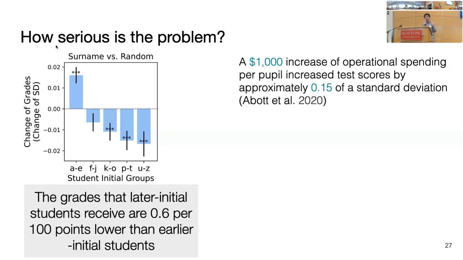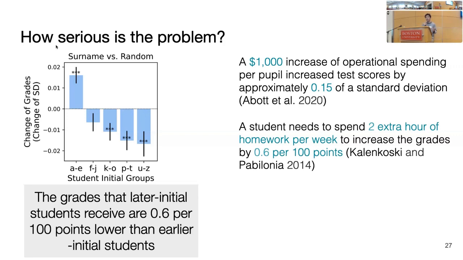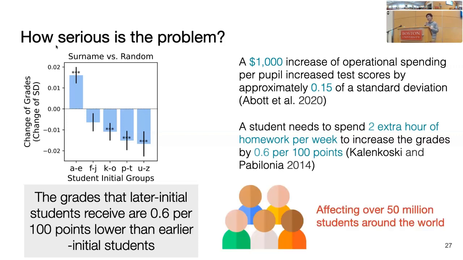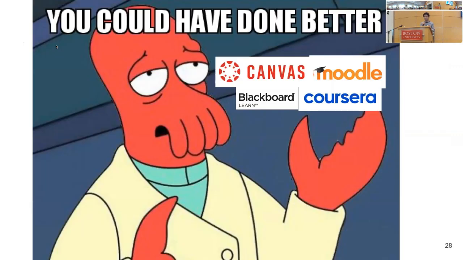For example, the state government needs to spend $1,000 for each student to improve their test scores by around 0.15 standard deviations. And a student needs to spend about 2 hours per week on their homework to improve their scores by this margin. And if you consider that all the learning management systems are adopting this design, which can potentially affect 15 million students around the world, the societal cost because of this design will actually be pretty large.